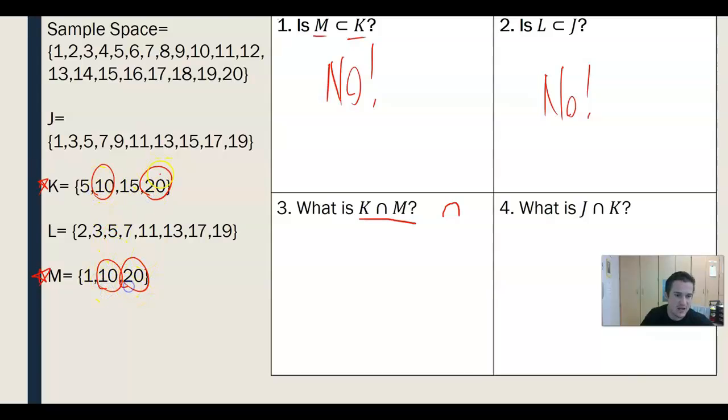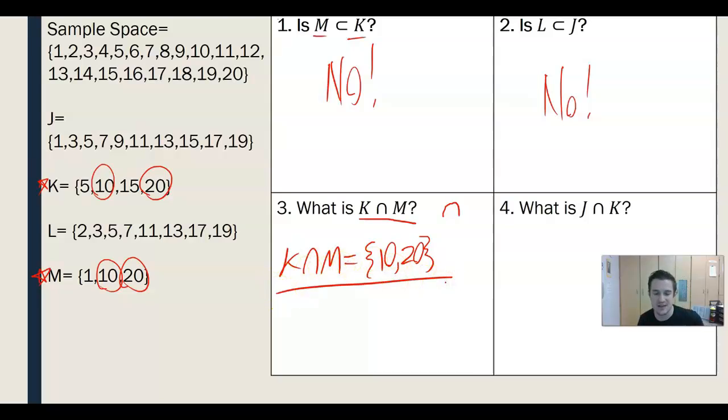I have a 20 that's in both of these sets. And that's it. So the intersection of K and M equals the set containing 10 and 20. So that's how I would write that answer. The intersection of sets K and M is the set containing 10 and 20, because those are the only numbers that are contained in both set K and set M.